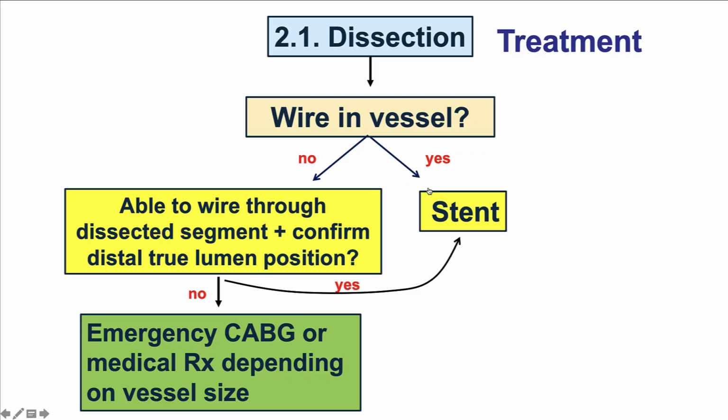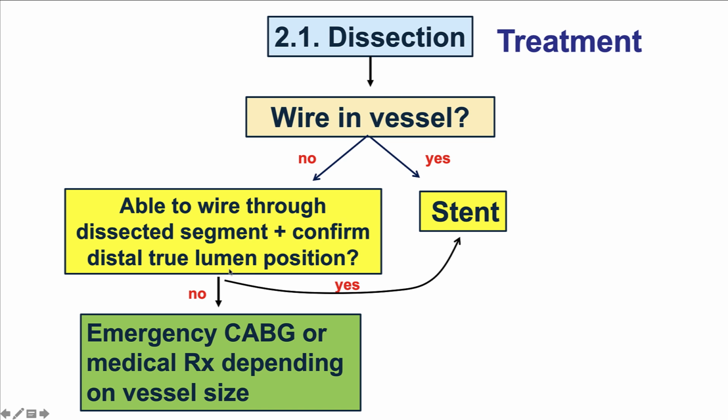So to summarize, dissection is one potential complication during PCI, but it can also occur spontaneously in patients with SCAD. It is critical to maintain wire position in the vessel if there is wire in the vessel when the dissection occurs. If this is the case, treatment of dissections is with stenting. If there is no wire, then attempts should be made to wire through the dissection, typically using a workhorse wire and having a not very heavily or deeply engaged guide position to avoid pushing the wire into the dissection plane, and then confirm distal true lumen position followed by stenting.